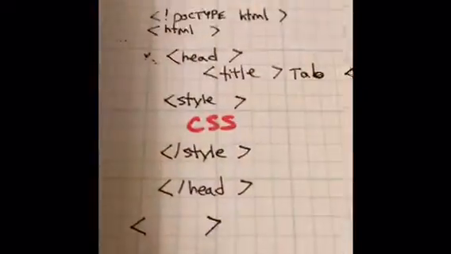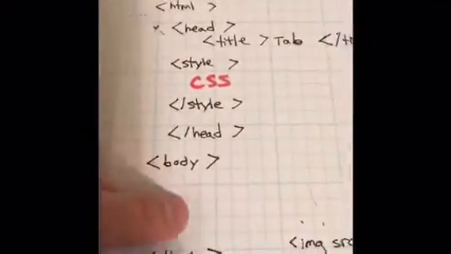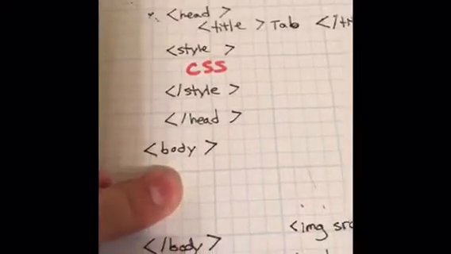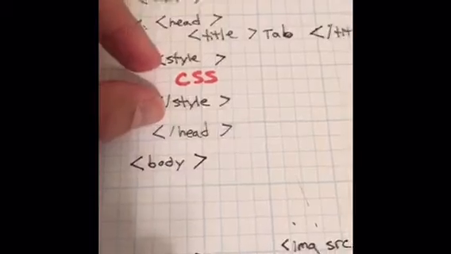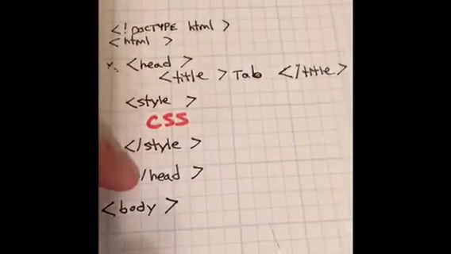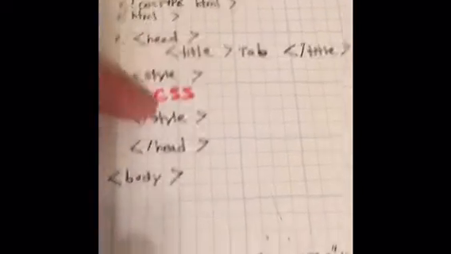So after the head, so we close the style, close the head, then we have our body, and this is where all your content is going to go. So you're going to have all your paragraphs, information, and images, and links, and everything down here. Inside the head, we have our title and the style. JavaScript will also be joining CSS inside the head later on.